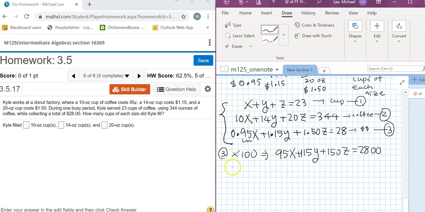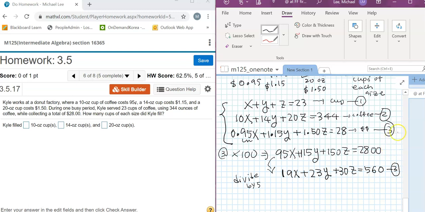Okay. So, I don't like big numbers, so you can divide by 5. If you divide by 5, you get 19x plus 23y plus 30z equal to this. When you divide by 5, that's what happened. Okay. So I'm going to call this 3 rather than the other 3. Same question. That's why.